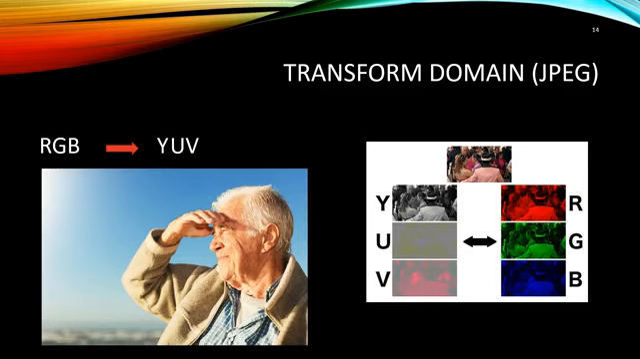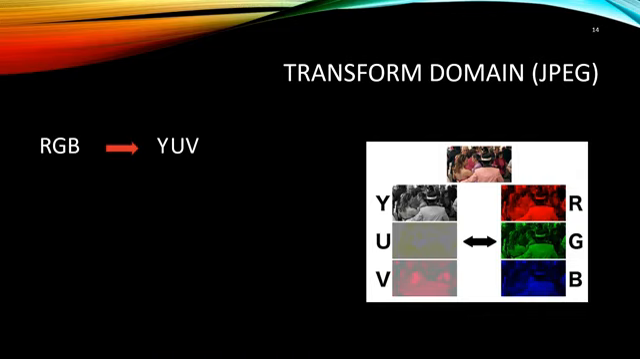The human eye is more sensitive to changes in brightness than it is to changes in color. So in JPEG compression, after it's converted from RGB to YUV, the Y component, which again is the brightness, is left alone, while the U and the V components are halved, decreasing the file size by a factor of 2.